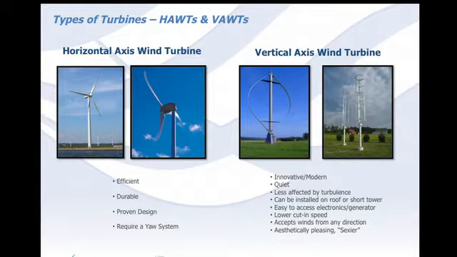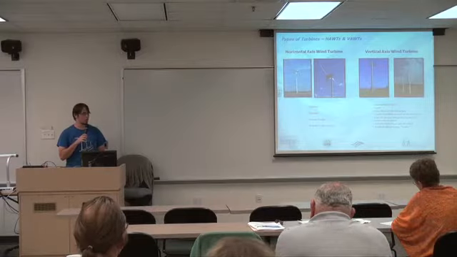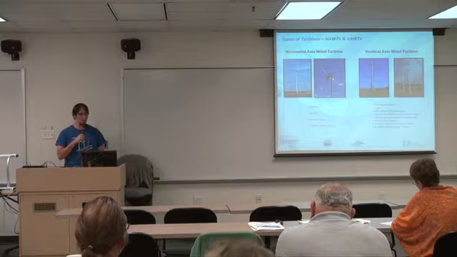Those are the ones that you typically see, the big three-bladed propeller designs. The characteristics for those are generally that they're pretty efficient and pretty durable, and considered a proven design, because this is essentially the design that the industry has been using for decades. And one of the main design factors that separates them from the vertical axis machine is they require what's called a yaw system, which basically means they can only take the wind from one direction at a time, and that's whatever direction they're facing.